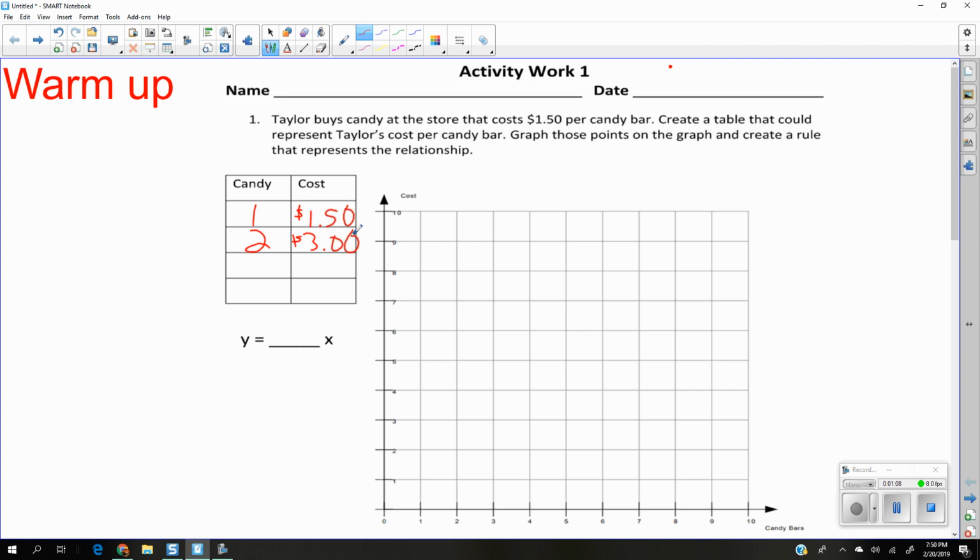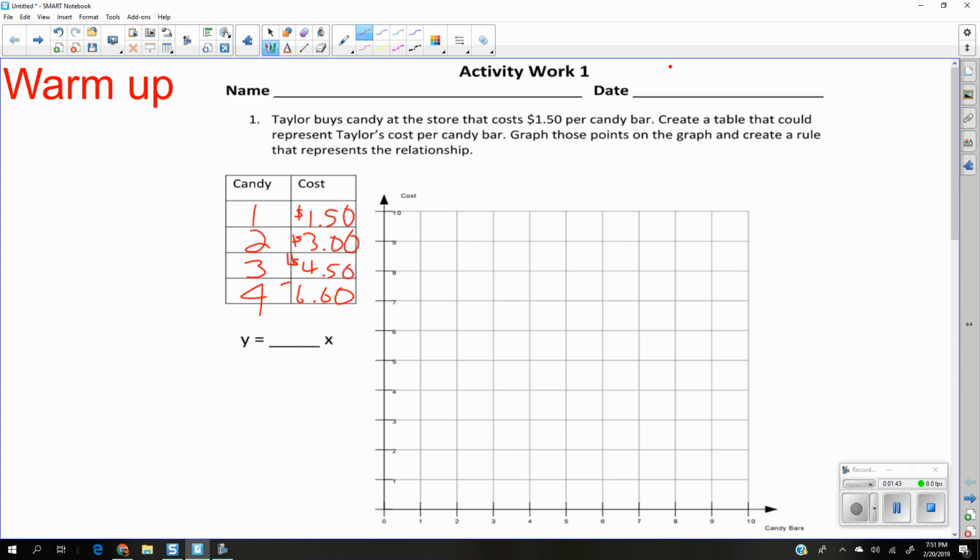Now go ahead and finish 3 candy bars and 4 candy bars, and go ahead and fill in those amounts. I'm going to give you a minute to do it. All right, so did you come up with 3 candy bars cost $4.50? And then 4 candy bars cost $6.